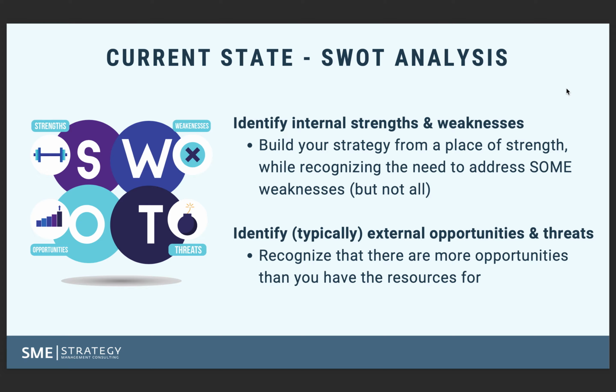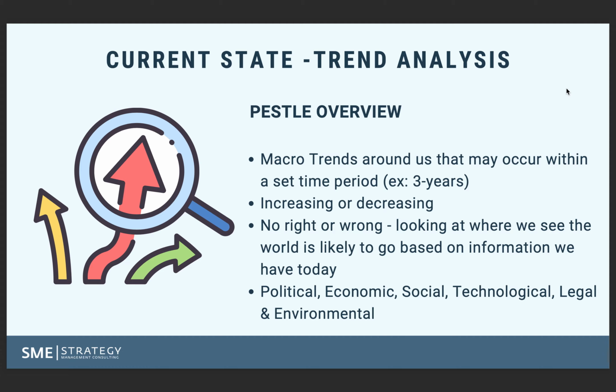Once we finish working on the SWOT analysis, we'll do something called a PESTLE analysis. It's a way for us to look at macro trends in political, economic, social, technological, legal, and environmental areas. This doesn't mean that these trends apply one-to-one to you, but these trends are going to apply to you, your stakeholders, your customers, and anybody that you deal with.